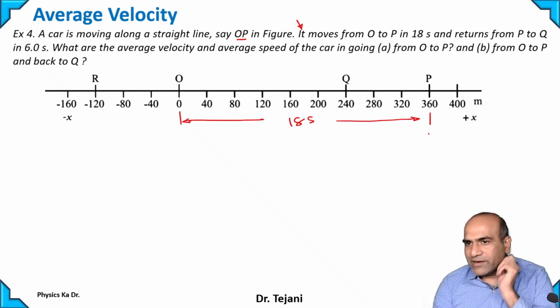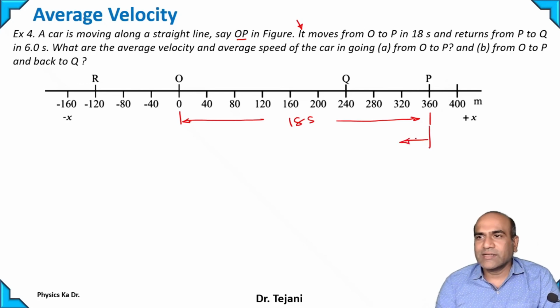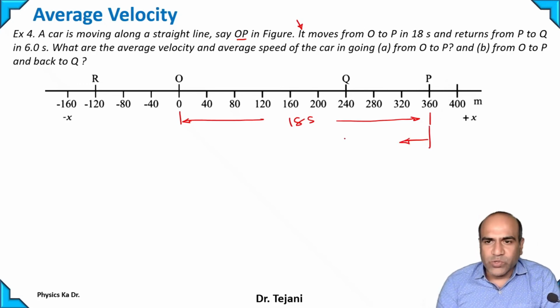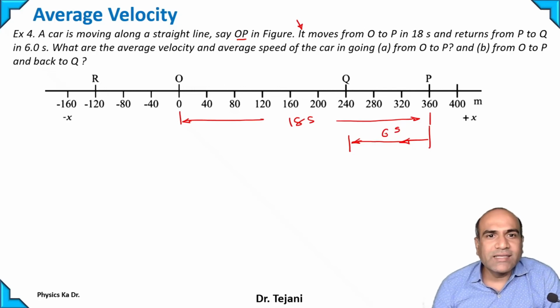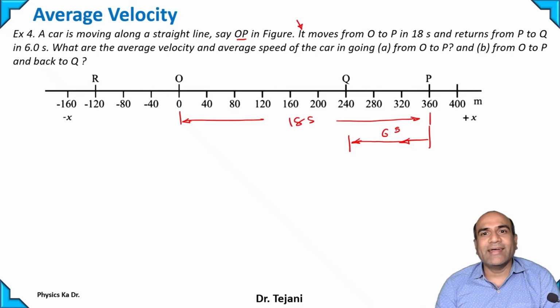and returns from P to Q in 6 seconds. What are the average velocity and average speed of the car? The first case is A, from O to P, and B is given from O to P and back to Q.